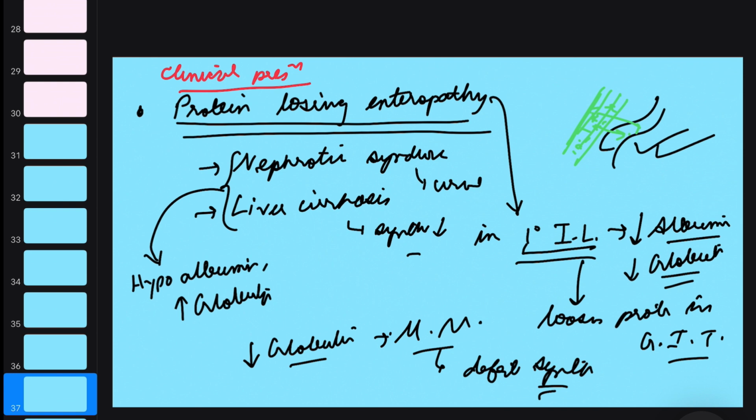So what will be the clinical symptoms over here? Very simple. When you lose protein, what happens? Edema. When you lose protein, what happens? Ascites. And since it's coming into the GI tract, what will happen? Diarrhea, osmotic diarrhea.